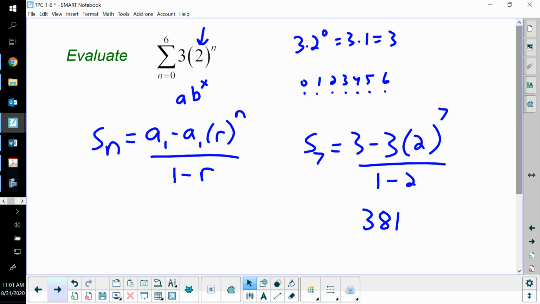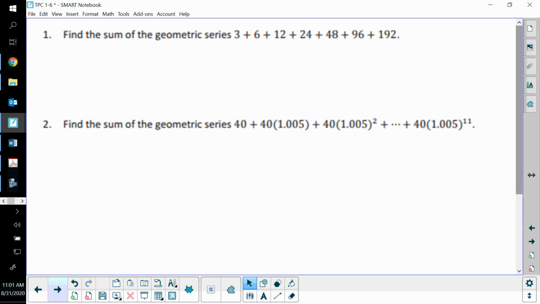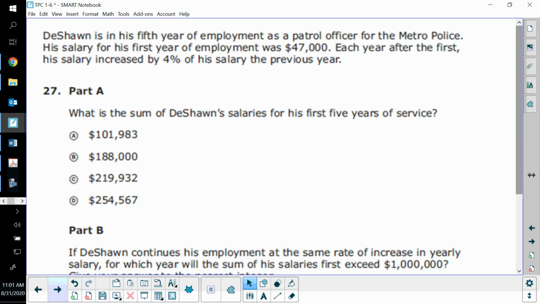So we are going to go to the top of page 29. And we're going to look at 27 Part A. So Deshaun is in his 5th year of employment as a patrol officer for the Metro Police. His salary for the first year of employment was $47,000. Each year after the first, his salary increased by 4% of his salary the previous year. What is the sum of Deshaun's salaries for his first 5 years of service?